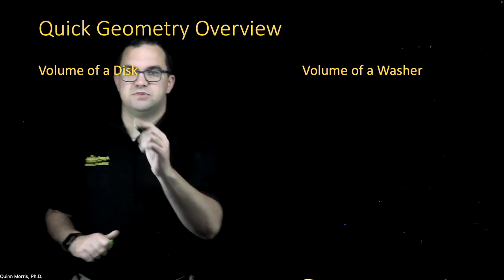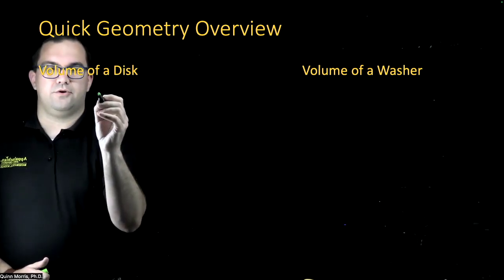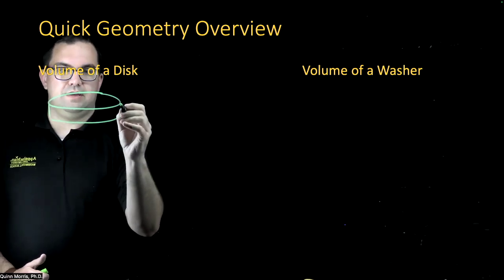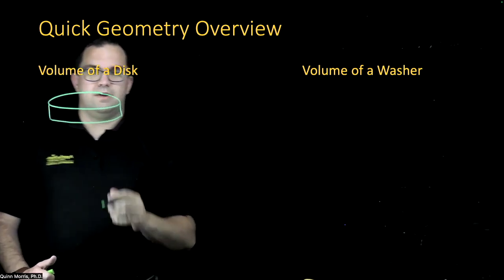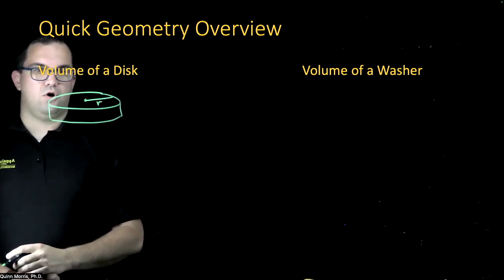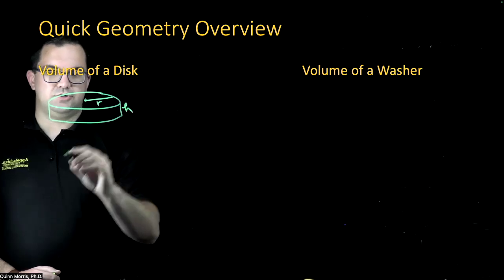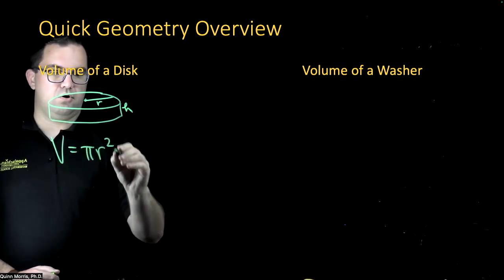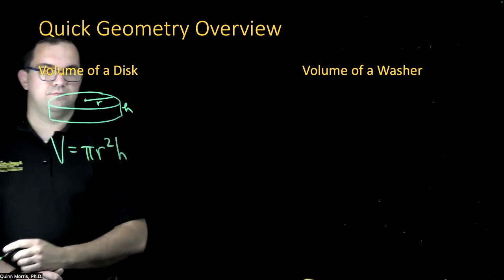So just quickly as a reminder, if I have a disk, the word disk is really the same as cylinder. And so if I have a cylinder, it has some radius r and some height h, then its volume is pi r squared h.